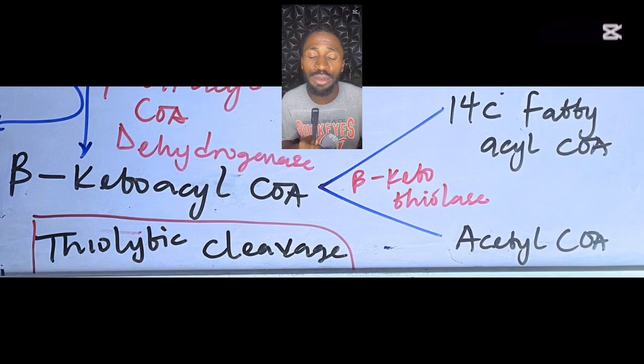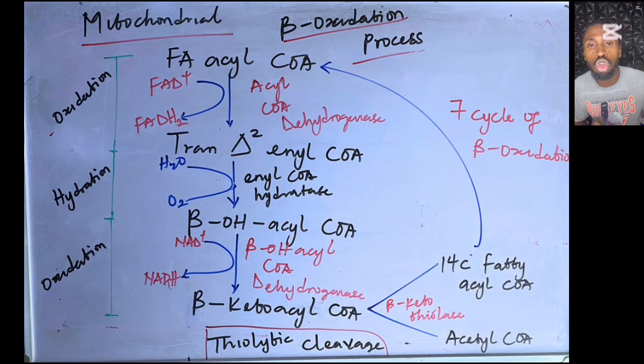In the thiolytic cleavage, what happens? L-beta-ketoacyl CoA utilizes beta-ketothiolase and is cleaved to form 1 mole of acetyl CoA. If we are using a 16-carbon compound, usually palmitic acid, it forms a 14-carbon fatty acyl CoA. The 14 carbon will go to the next reaction and undergo OHOT again.